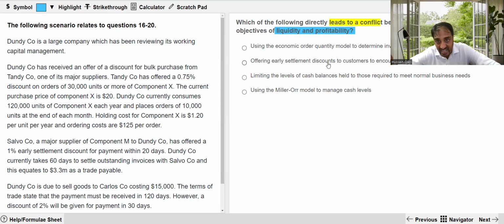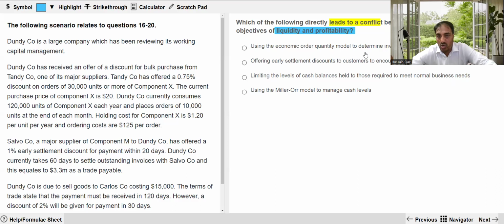Offering early settlement discount to customers to encourage prompt payment of debts. Limiting the use of cash balance held to those required to meet normal business needs. Using Miller Orr model to manage cash levels. So you have read it, you have understood the requirement. Now it's time to take the final decision. Which leads to conflict between working capital objectives of liquidity and profitability?